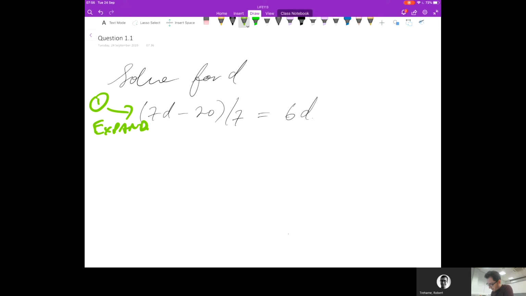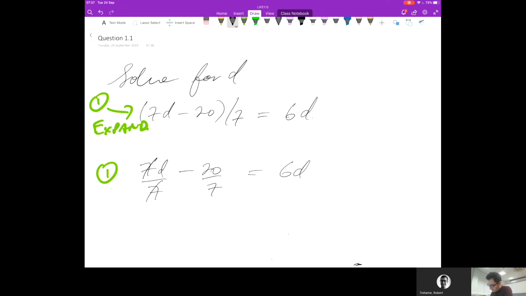those brackets. Okay, so to do that, the whole thing is being divided by 7. For every term inside the brackets, I'm going to divide by 7. So I'm going to do 7D over 7 minus 20 over 7, and that's still equal to 6D. Now if you look at this, the 7's cancel because 7 divided by 7 is 1, so I'm just left with D. 20 divided by 7 stays as a fraction, is equal to 6D, right?